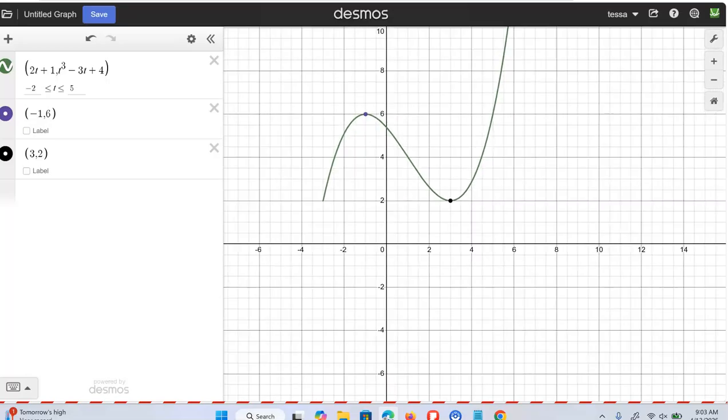When we set that derivative equal to 0, we found 2 interesting points. Those are the critical points, and that's happening at (-1, 6) and at (3, 2). And we can see that we have a maximum at (-1, 6) and a minimum at (3, 2).